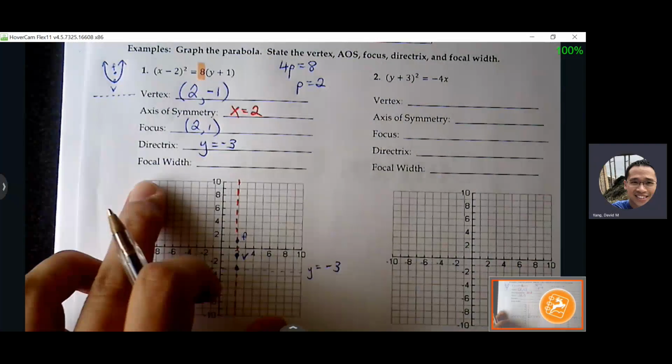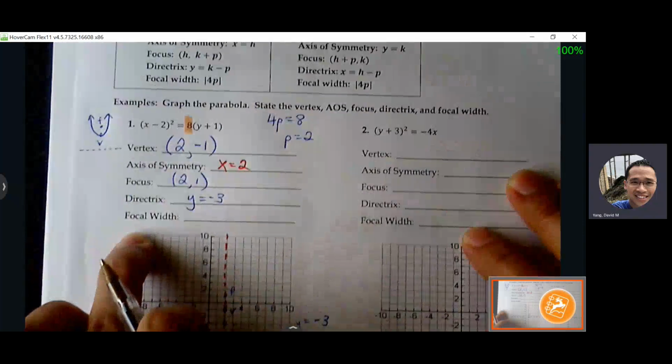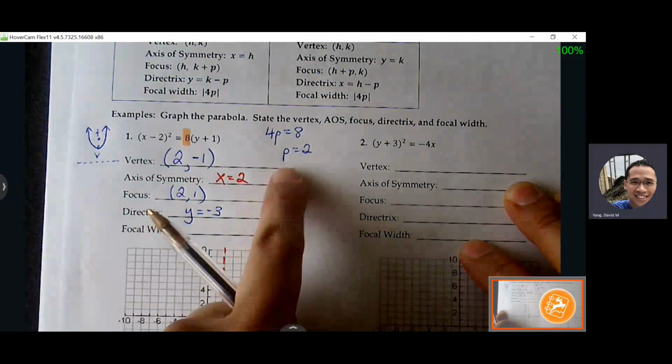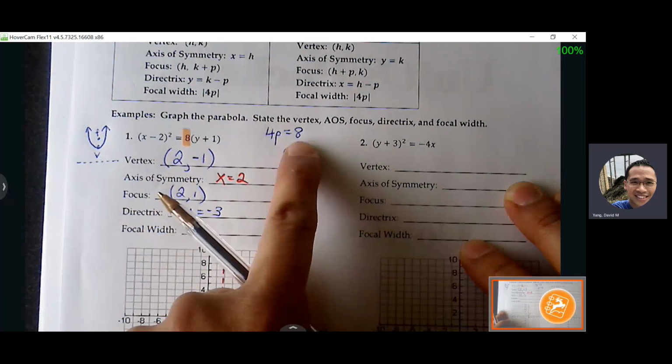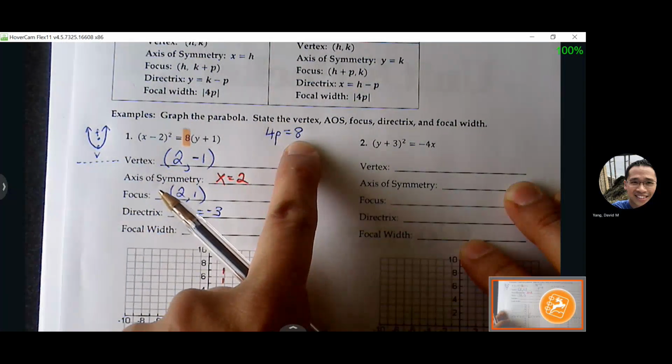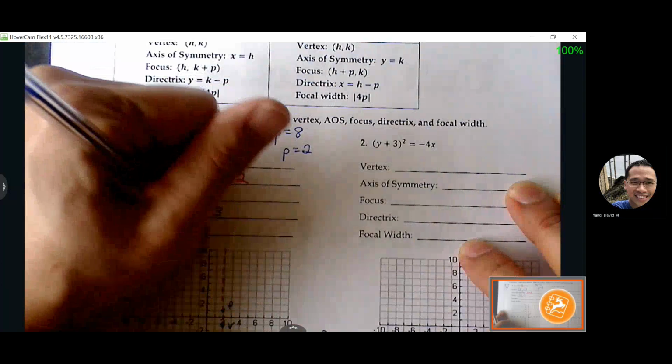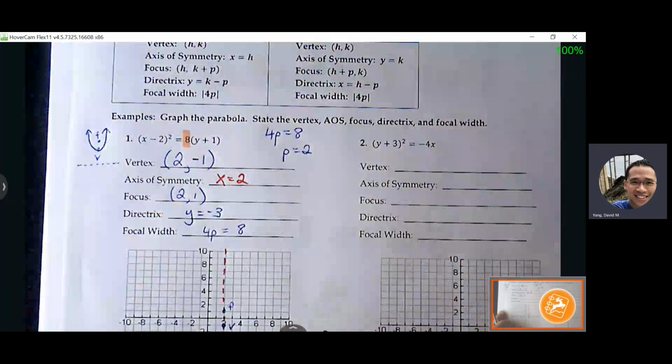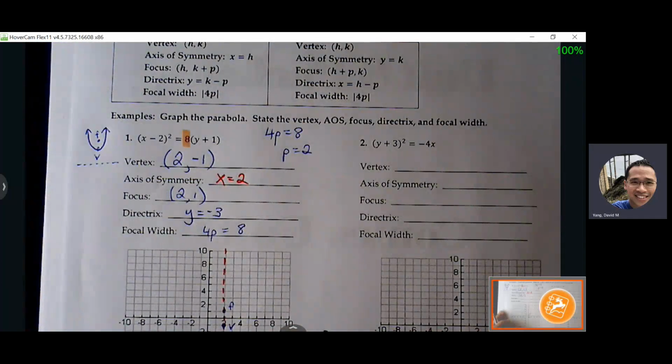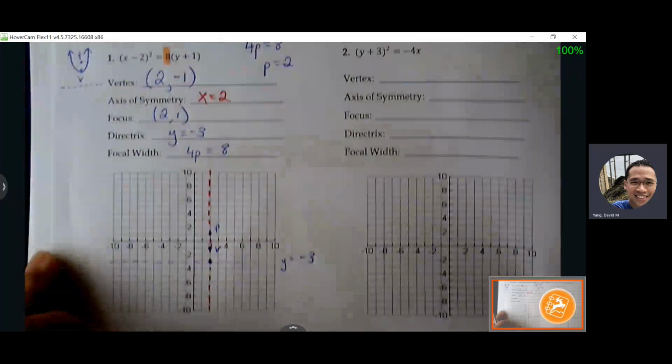Focal width is the absolute value of 4p. We know what 4p is, right? 4p is equal to 8. There's no need to change the sign because it's already positive. So your focal width is 8.